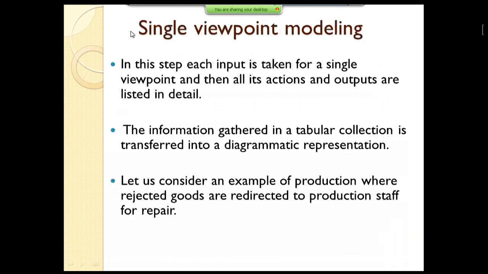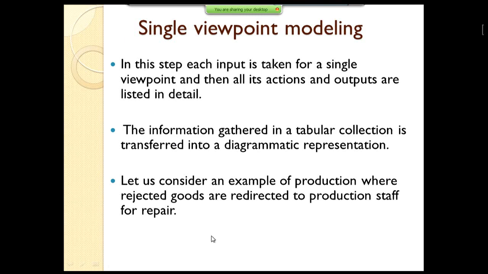The next step is single viewpoint modeling. In this step, each input is taken for a single viewpoint, and then all its actions and outputs are listed in detail, whereas in the previous step, all the inputs and outputs are taken in detail. This is nothing but converting the tabular collection into a diagrammatic representation.